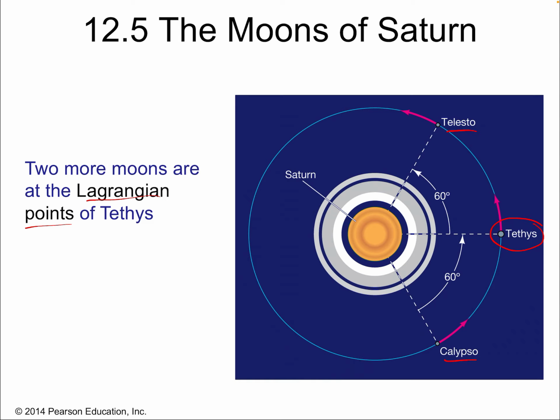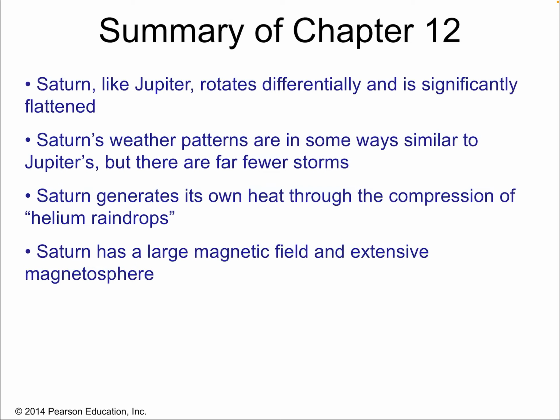Again, you can think of the Lagrange point as a gravitational balance point, where the tug of Tethys, which is much closer, and the tug of Saturn, which is massive but further away, because this is not to scale, those tugs cancel out, and then you're able to have another moon at rest relative to both Saturn and Tethys. So that means that Tethys and Telesto and Calypso all move together. Very cool. Now let's summarize all this information.